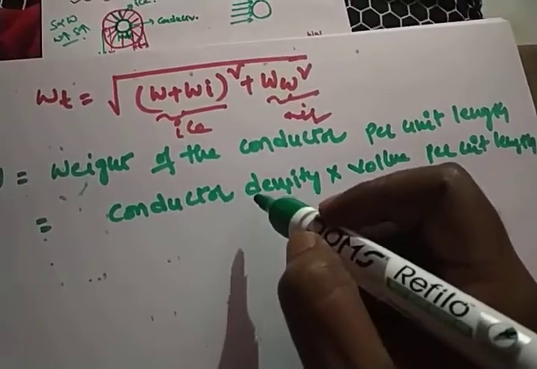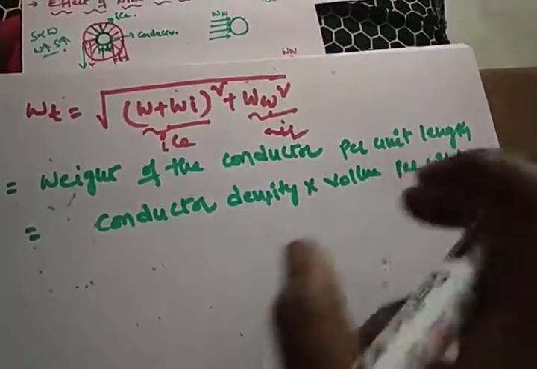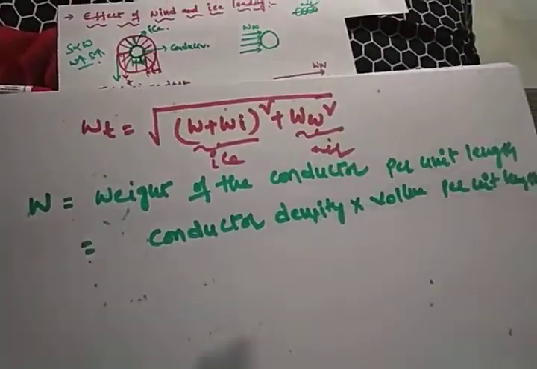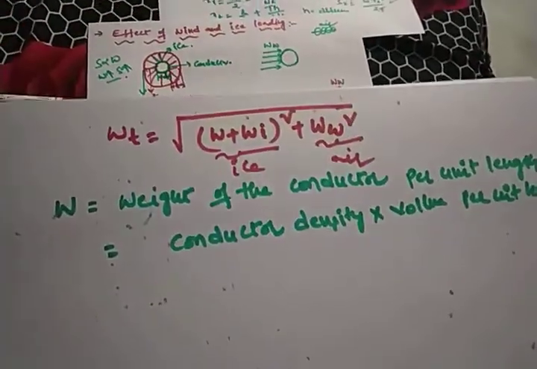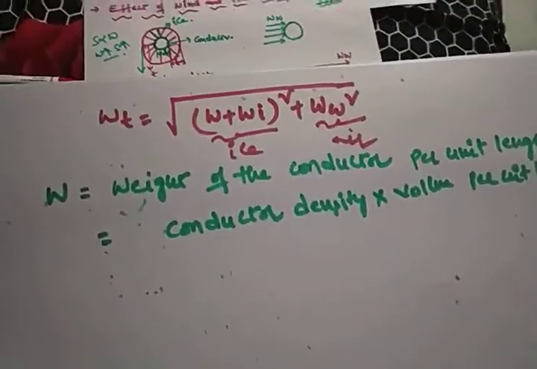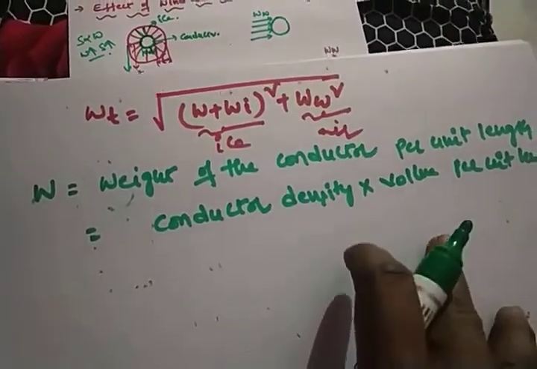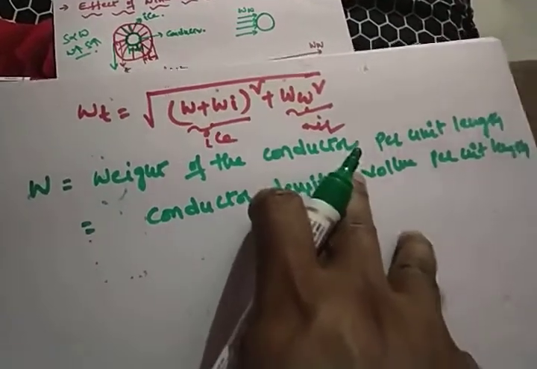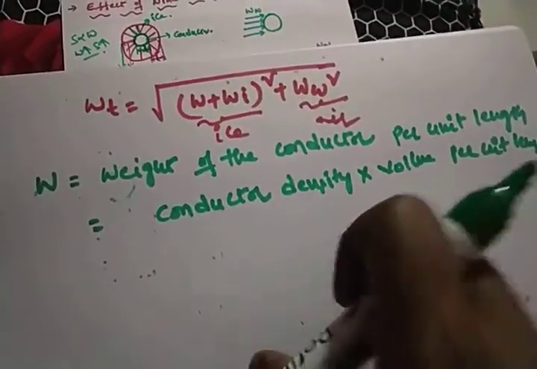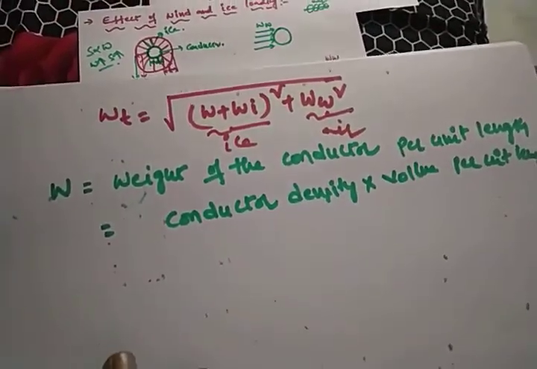If they give the density of a conductor and the volume of the conductor, then you have to calculate the weight of the conductor as the product of density and volume. So with this you calculate the actual weight of the conductor. So these are the different numericals. If you want to solve different numericals, you have to follow these procedures and these types of formulas, right?